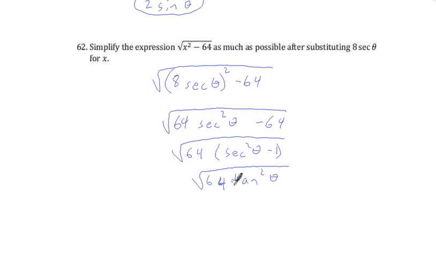Since there is no plus or minus sign and we are left with a product, we can take the square root of everything. And the square root of 64 is 8. The square root of tangent squared is tangent. Now, because you cannot take the square root of a negative, we have to consider the fact that the answer must be positive. So the absolute value would be required here, and therefore 8 times the absolute value of tangent theta would be the simplest form of problem number 62.